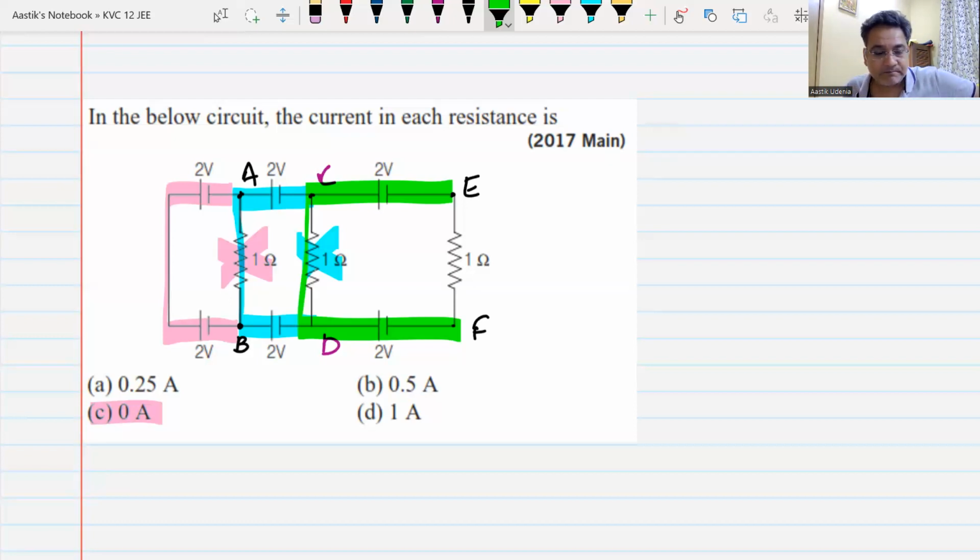Do solve the questions from SC Verma. Whatever topics we have done, we have not done ammeter and voltmeter, so you might not be able to do those questions. Forget about them. You will be able to do them once we have done that part as well.